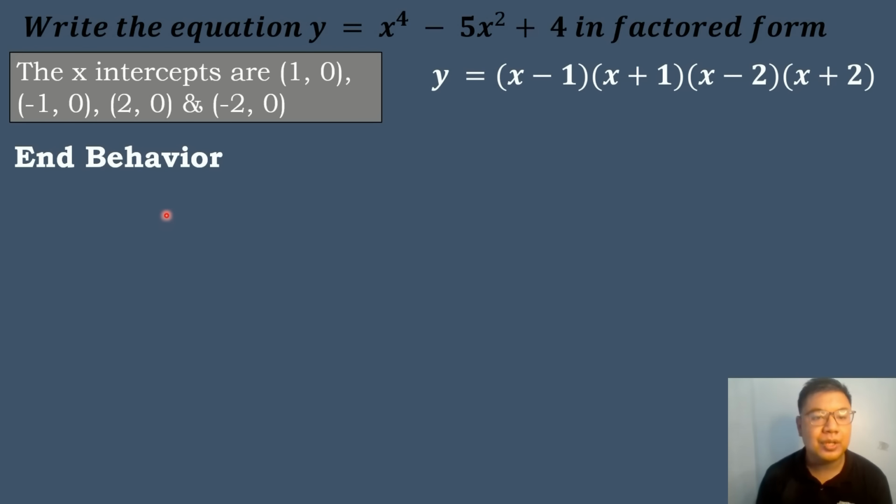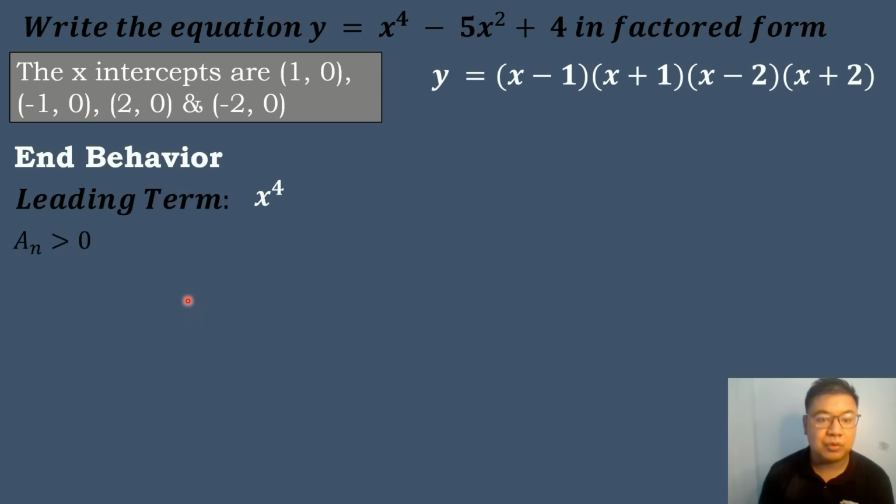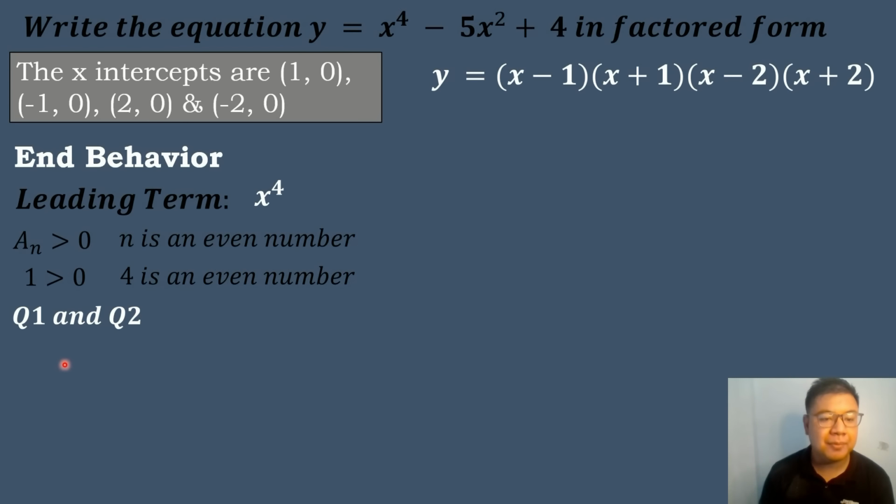And then after that, we will get the end behavior of the polynomial function. So we will get the leading term of the polynomial function, which is x to the fourth power. And then we will identify its leading coefficient, which is equal to 1. So 1 is greater than 0. And then we will look at its exponent or degree of polynomial, which is 4. And 4 is an even number. So if 4 is an even number, then the end behavior is at quadrant 1 and quadrant 2.